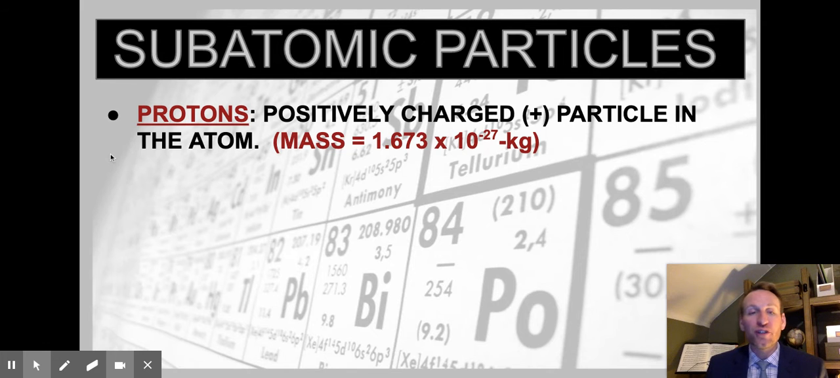So it would be 0.00000, 26 zeros before I got to 1673. First of all, it's a lot of numbers to write, which is why they have scientific notation. But that's how tiny these things are. That's the proton.